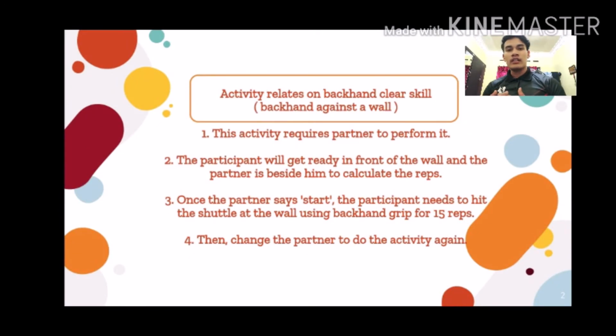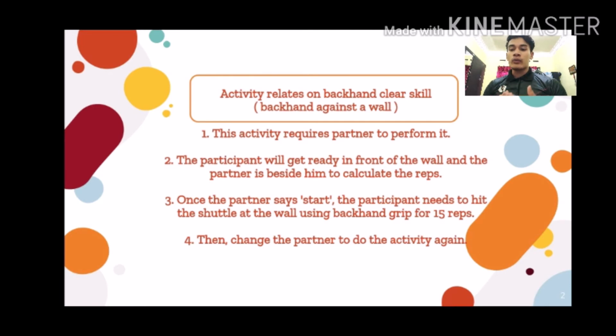Now for the activity related to the backhand clear skill, which is backhand against a wall. For this activity, the participant will perform the backhand against a wall with a partner. This means that to do this activity, the participants need a partner, not a group of 3 or 4 people. We use only 2.